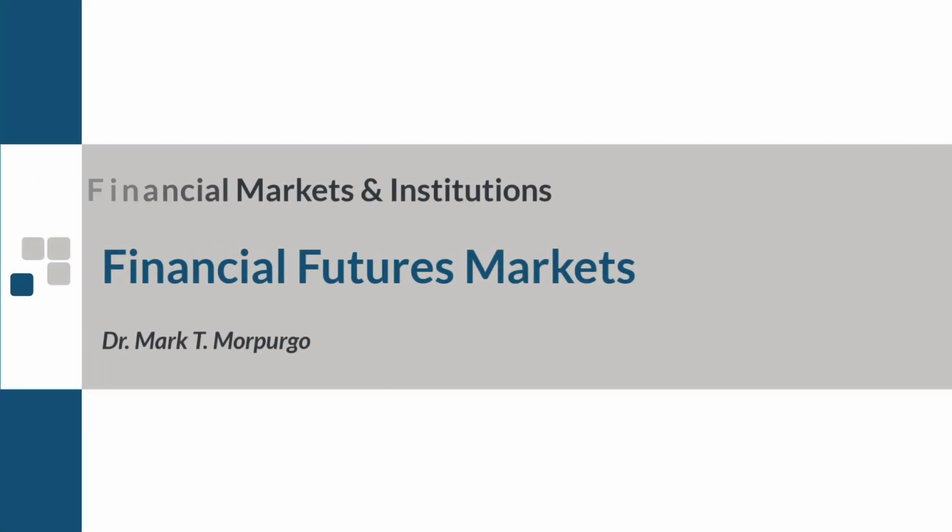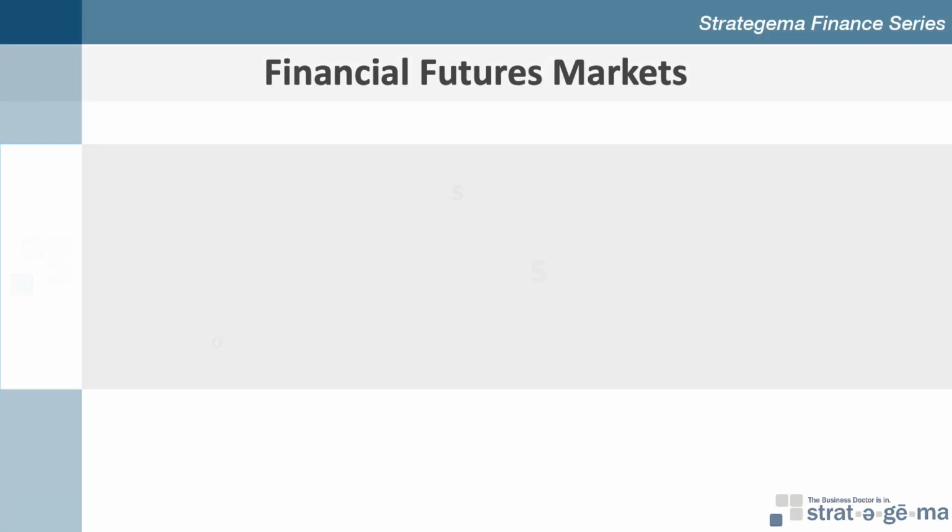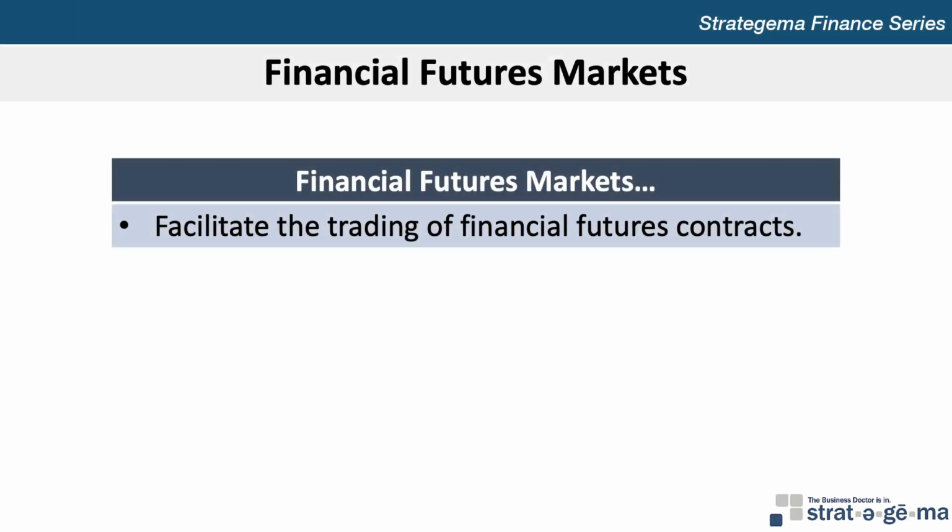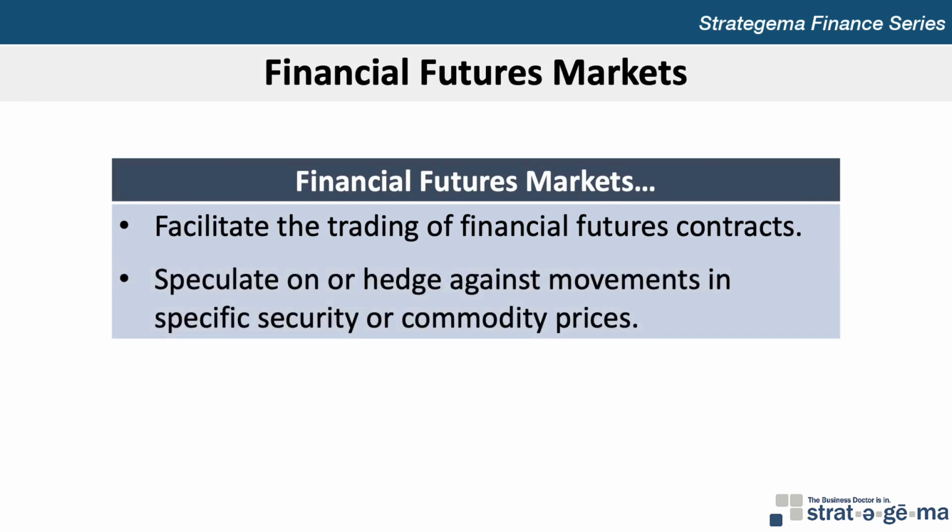This video will provide an overview of the key concepts covered in Chapter 13, Financial Futures Markets. Financial futures markets facilitate the trading of financial futures contracts, which are traded in order to speculate on or hedge against the movement in specific security or commodity prices. These markets are commonly used by financial institutions and other corporations to reduce their risk.